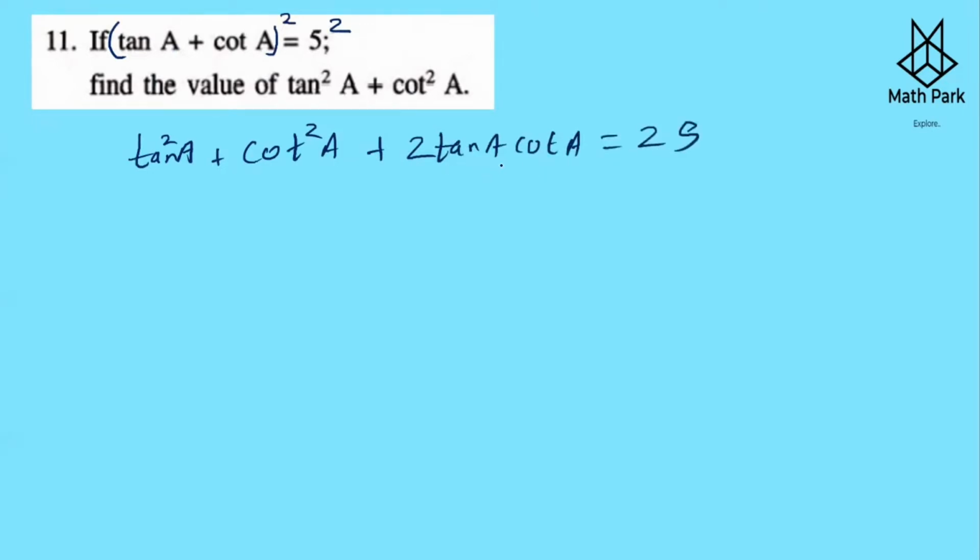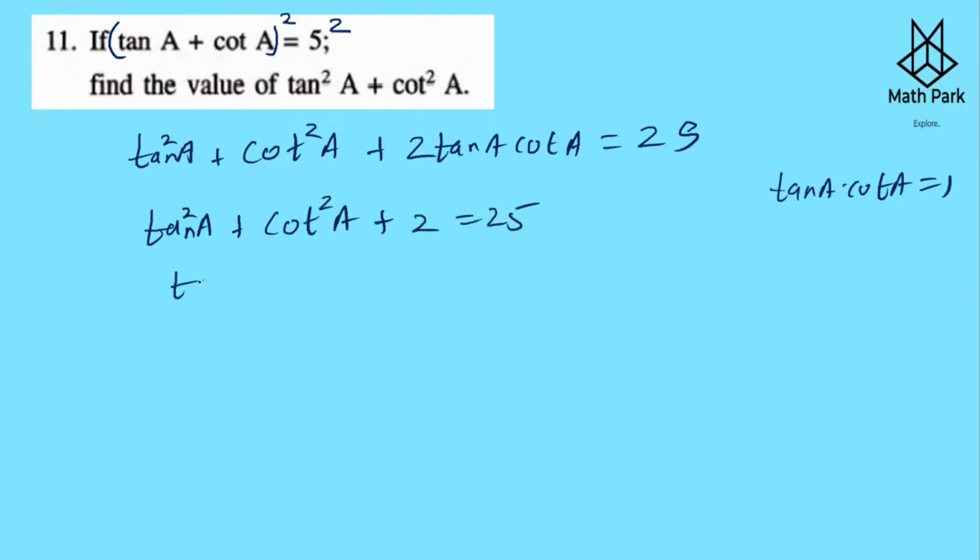Now, tan and cot are reciprocals of each other. So, we have tan A into cot A is equal to 1. So, this is how we get tan square A plus cot square A plus 2 times 1, which is 2, is equal to 25. So, this 2 moves there. Tan square A plus cot square A is equal to 25 minus 2, which is 23. Got it?